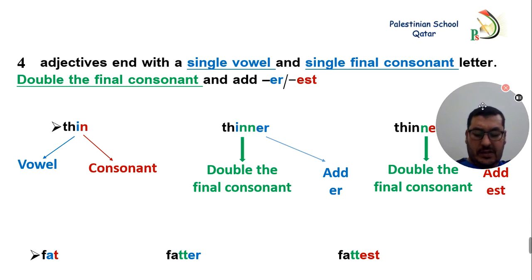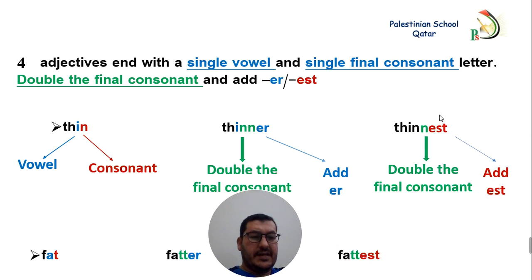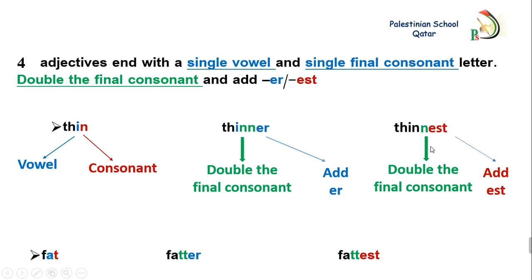And also here, thinnest, we double n and we add est. Also we have here fat, we double t and we add er. With the superlative we double t and we have est.